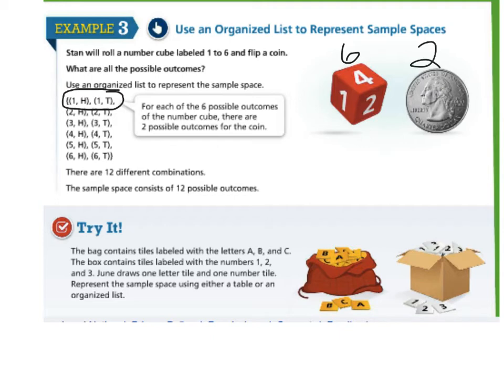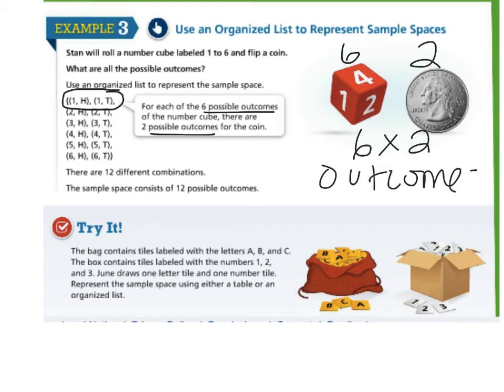But I have 6 possible things that can show up on that number cube, which means each of those 6 possible outcomes has to be matched with the 2 possible outcomes on the coin. And what you'll notice here is that if you multiply the number of outcomes for each of those items independently, then you get the total number of outcomes on the compound event, which in this case is 12.